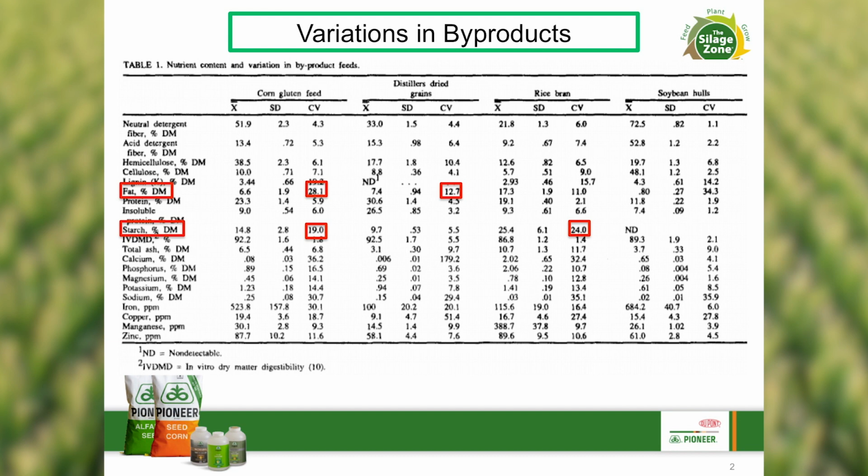The next slide shows a study that was done at the University of Missouri where they did sampling of byproducts over a set amount of time and showed just how variable they were depending on when that load came in. For example, look at the coefficient of variation on corn gluten feed, 28.1% on the fat percent, 12.7% under distillers for its coefficient of variation on fat. Look at the starch differences on corn gluten feed, 19% coefficient of variation, 24% on rice bran. Tremendous amounts of variation that we just have to accommodate.